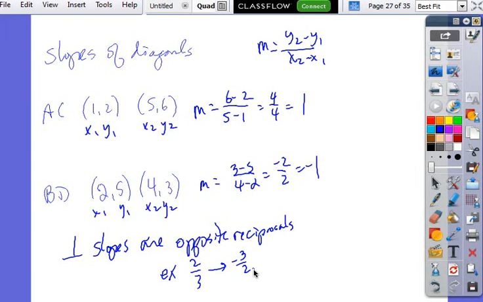When I'm looking at this, it confuses people sometimes, but it shouldn't. If I have a 1, that's a 1 over 1, right? Negative 1 over 1. Did I change the sign? Yes. Did I flip the numbers? Yes. So are these perpendicular? Yes.